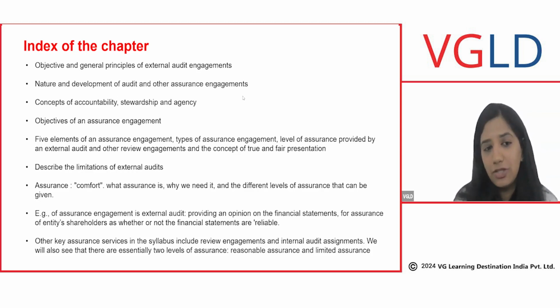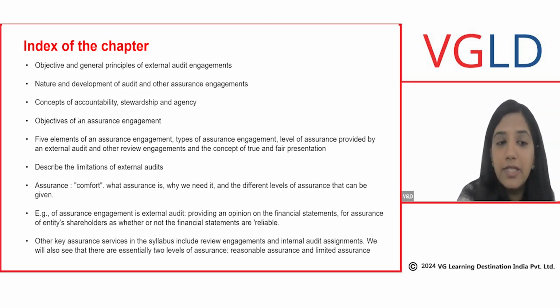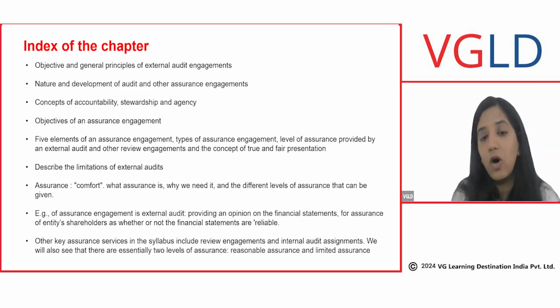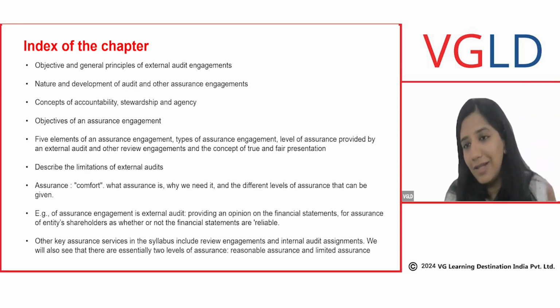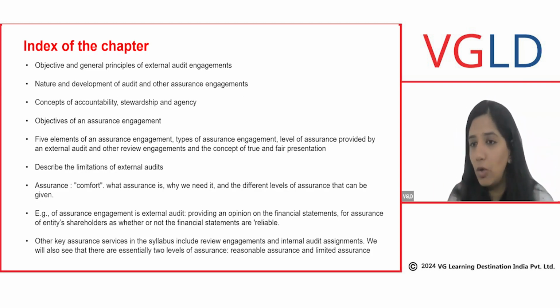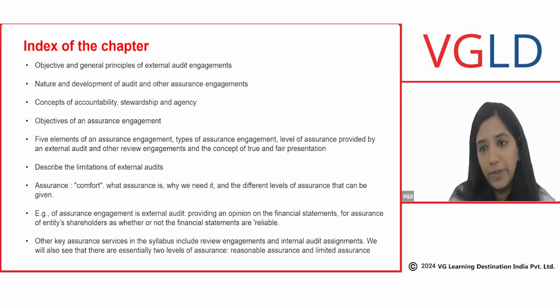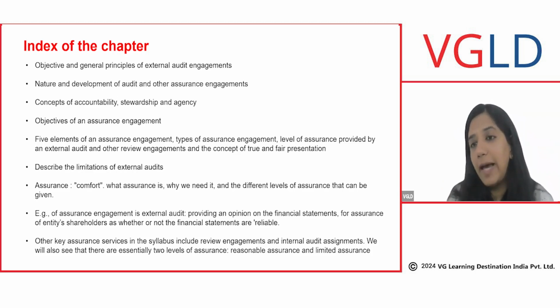Second point, nature and development of audit and other assurance engagements. So what is the nature of your audit? What is the scope of your audit? Concept of accountability, stewardship, and agency. This particular section talks about your directors, because one person is running the company, another person is the owner, and there can be clashes. Say for example, Mukesh Ambani, he's the owner of the company in a way, right? So for them, it should be profitable. It would be more about increasing the profitability, right?